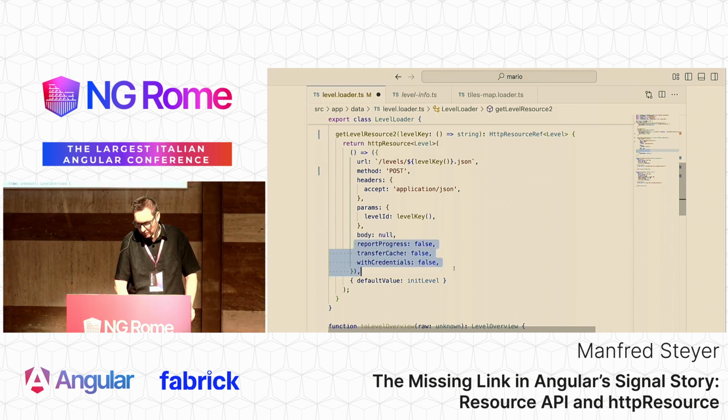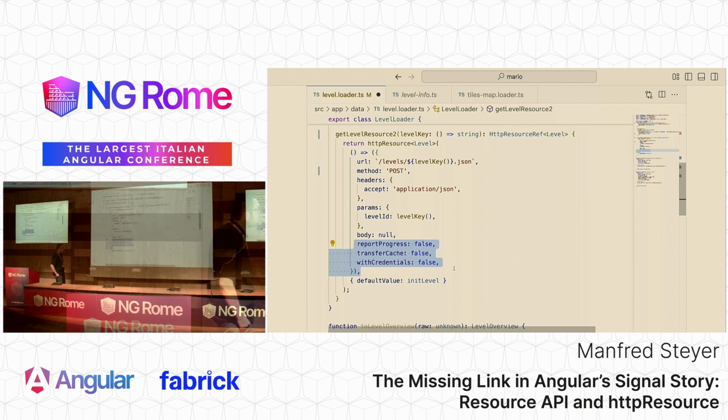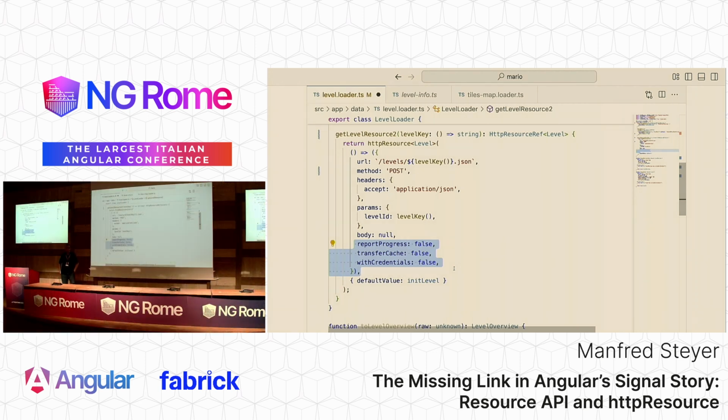And also here you see typically properties you might know from the HTTP client, like report progress, tell us how much we have loaded from this resource, from our tiles map, for instance, transfer cache, and with credentials. Having similar possibilities than in the HTTP client is not a coincidence. This resource is using the HTTP client underneath the covers. That's why you have to provide the HTTP client when using the resource. At least this is the current implementation. It's an implementation detail that might change over time.